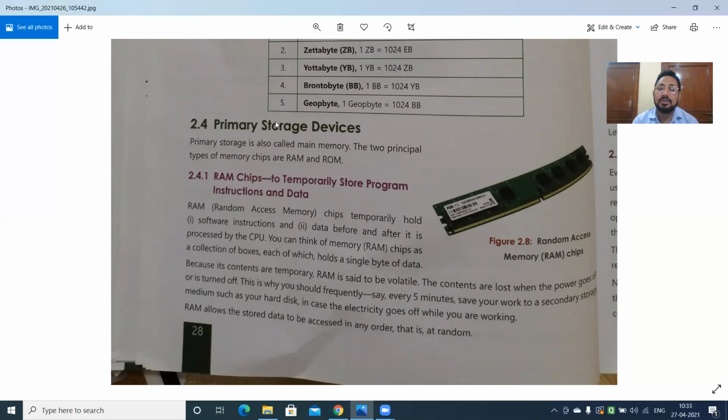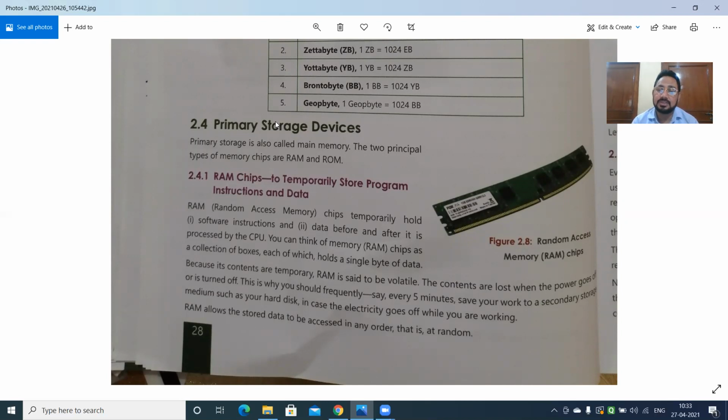RAM chips temporarily hold software instructions and data before and after they are processed by the CPU. You can think of a RAM chip as a collection of boxes, each of which holds a single byte of data. Because its contents are temporary, RAM is said to be volatile. The contents are lost when the power goes off. This is why you should frequently, say every 5 minutes, save your work to a secondary storage medium such as the hard disk, so that in case the electricity goes off, your work is intact and saved.